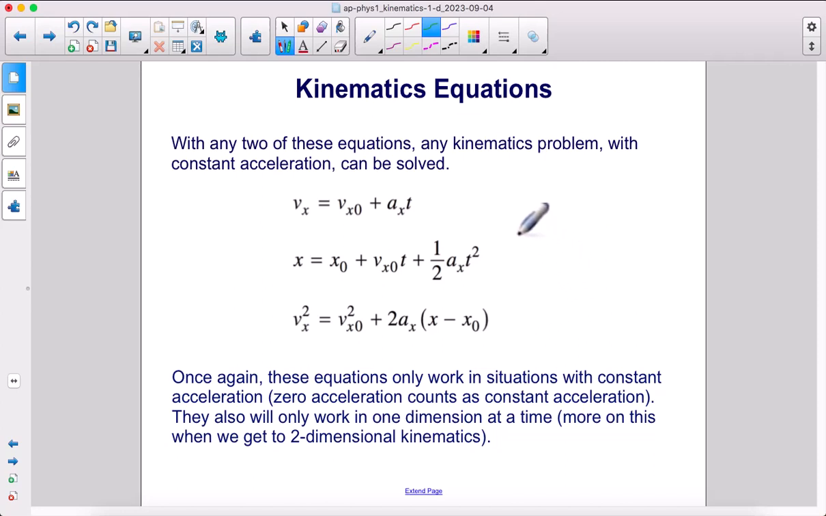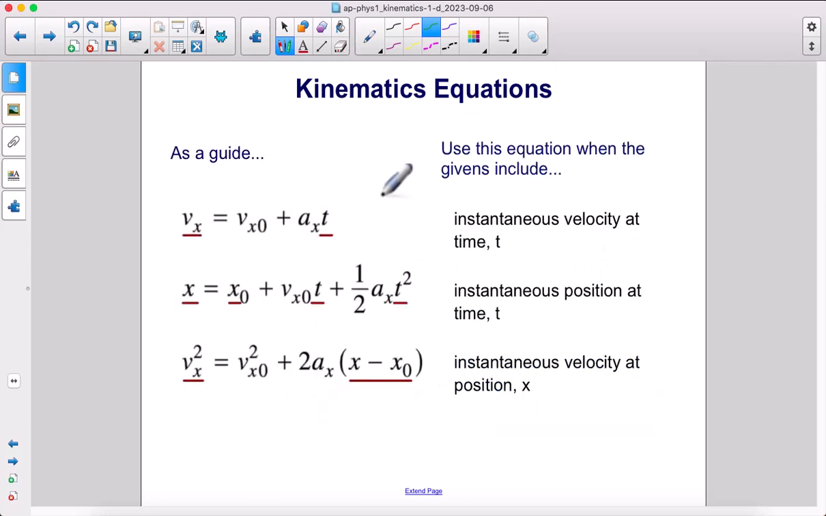They also will only work in one dimension at a time. More on this when we get to two-dimensional kinematics. As a guide, here is when to use each of these equations. This equation gives you instantaneous velocity at time t. This equation gives you instantaneous position at time t. This equation gives you instantaneous velocity at position x.